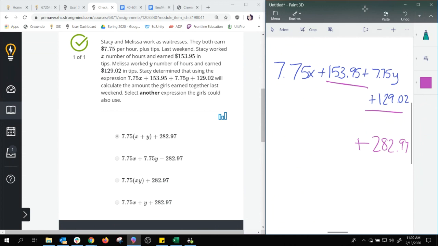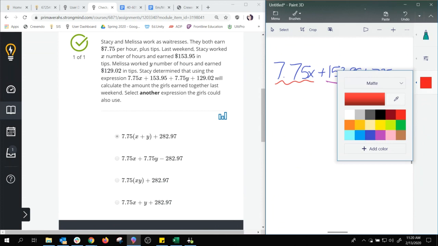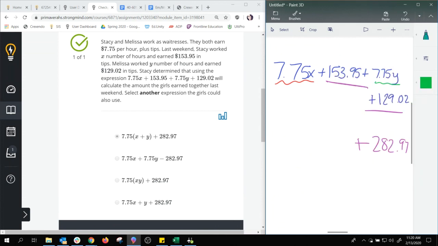They're adding these two. Now we have this 7.75x, and we have this 7.75y. So since these have different variables, right, this has an x and this has a y, can I add them together? Are they like terms? No, right? So, but what we can do instead is we could take this 7.75 out because they both start with the same number. And inside, I could have an x plus y.